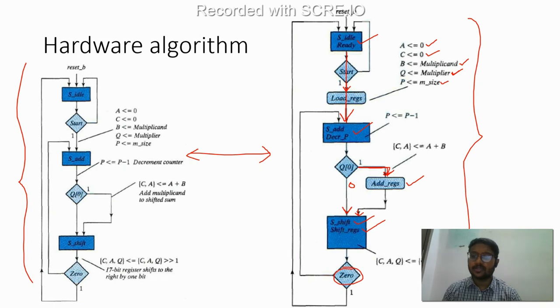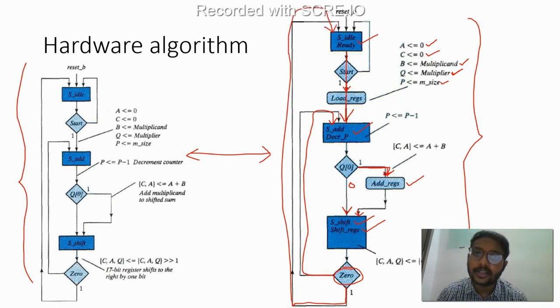If the 0 flag is not high, that is, the counter is still not 0, you again add and shift. Okay, until and unless you see the 0 flag goes high, you go into this idle state.